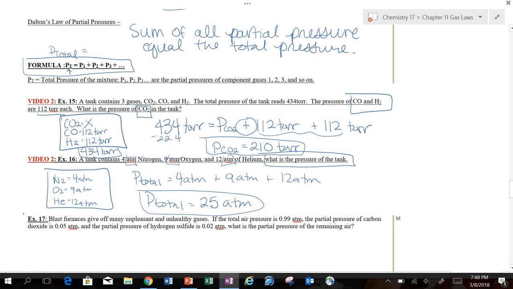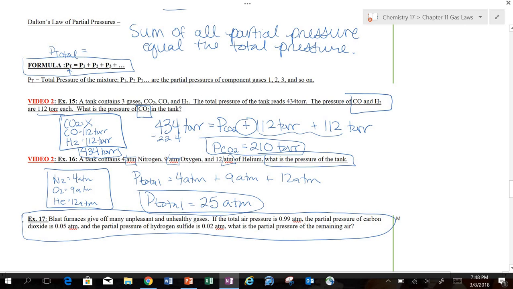I want you guys to try doing example 17 for your homework, the blast furnace example. We will go over this one in class, so come with any questions.